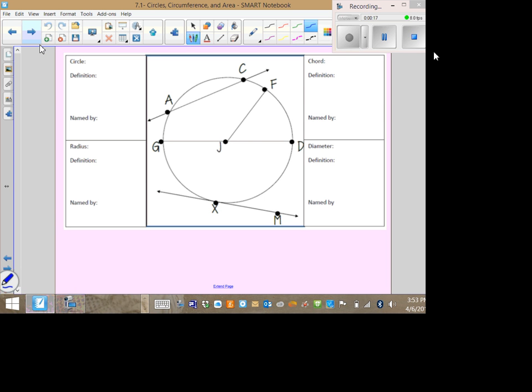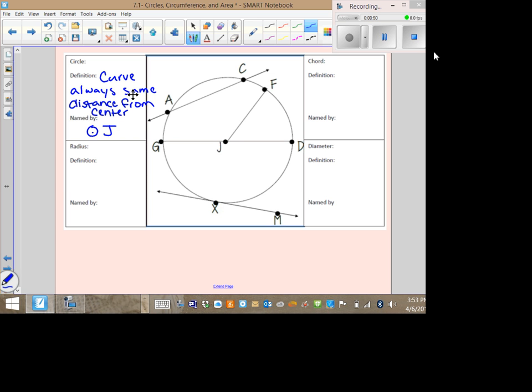A circle is a 2D shape made by drawing a curve that is always the same distance from the center. So let's just recap. That is a curve, always the same distance from the center. And we name this with a circle and then a dot in the middle, circle J.